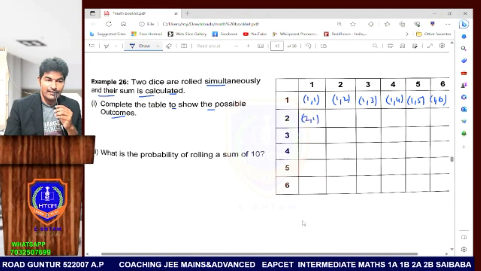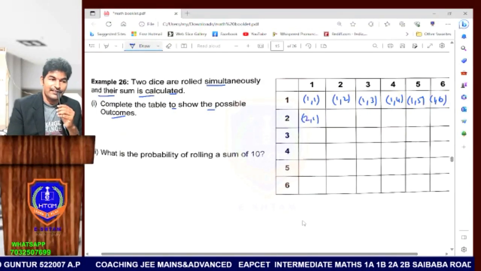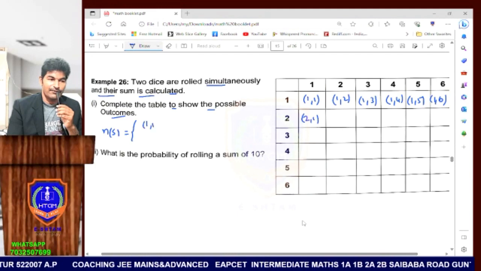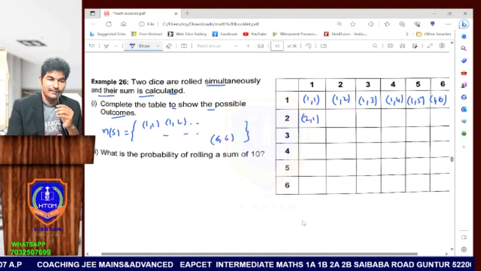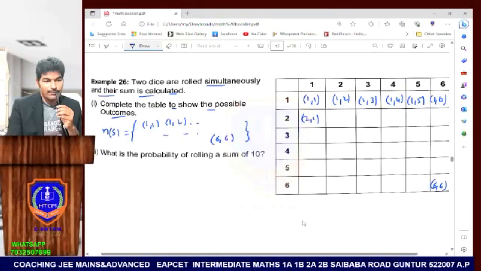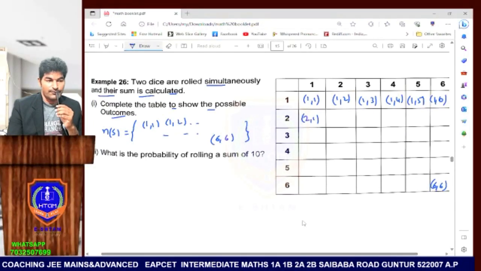Can you fill this whole table? We already did that, right? Say n of S and fill in everything. (1,1), (1,2). Write down everything. And what will the last value be? (6,6). Fill the table and write down the answer also. You have to do both.